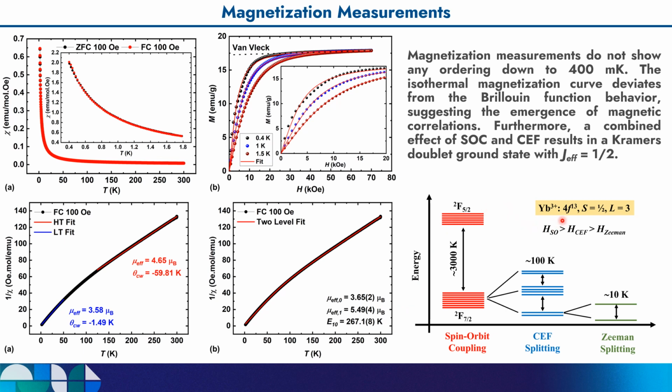This is a typical splitting of electronic state for a Yb ion. You can see with spin orbit coupling, it's still in J equal to 7 by 2 state. You get crystal electric field splitting, and being a Kramers ion, it will split into 4 Kramers doublets, total 8 states, but the ground state can be described by J effective equal to 1 by 2 state. So from these measurements, we can say it is not getting ordered down to 400 millikelvin, and its ground state can be described by J effective equal to 1 by 2.